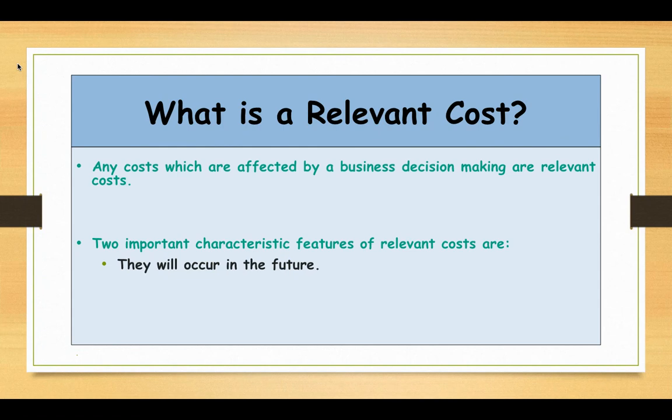For example, a company is entering into a hire purchase or leasing contract. The hire purchase payments or leasing contract payments are going to be in the future. So the company has committed to pay these payments in the future. So these costs are called committed costs, but committed costs are not relevant costs. And also, relevant cost will be different for different alternatives.